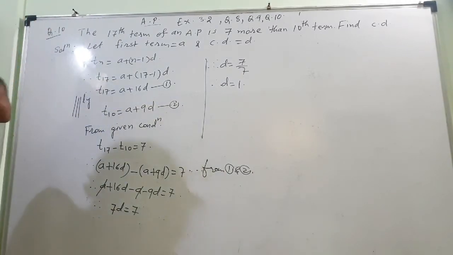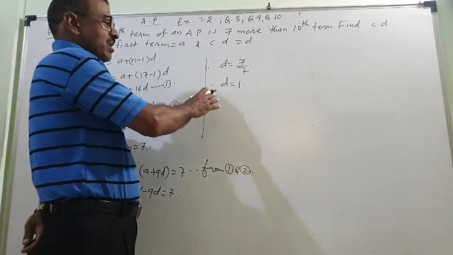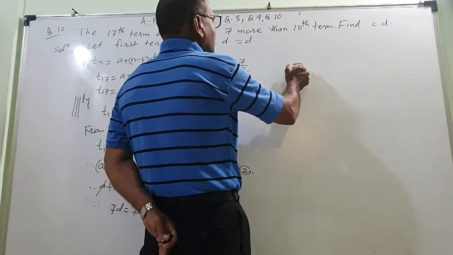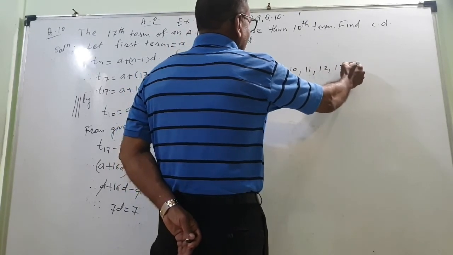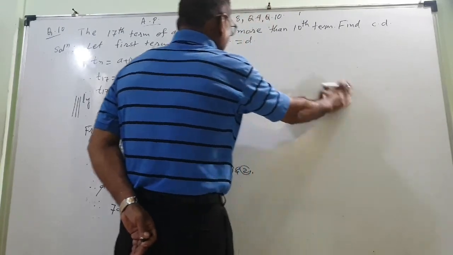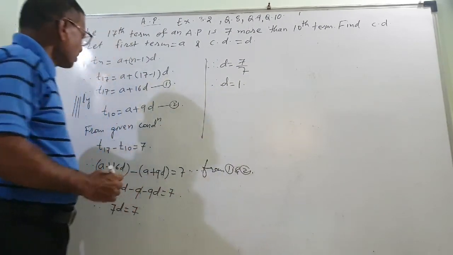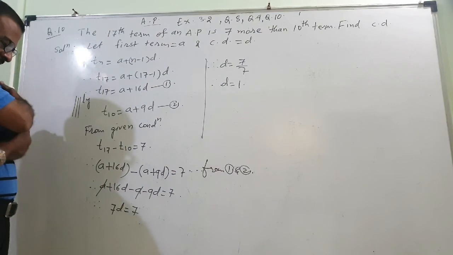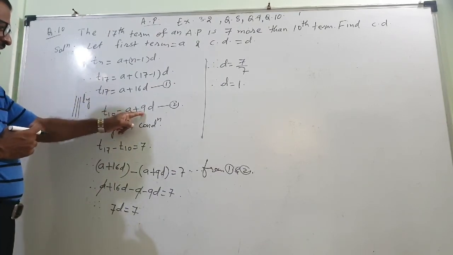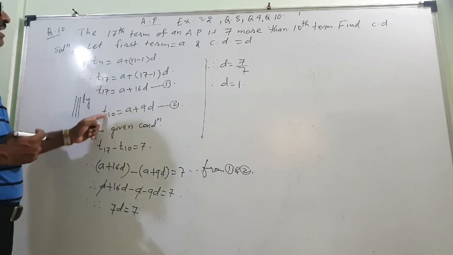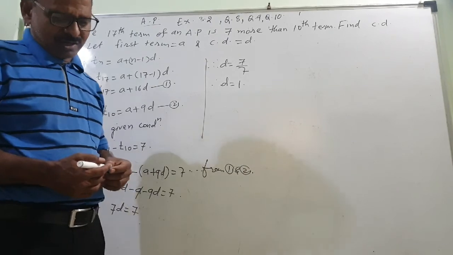So, what is the difference? The difference in the AP is 1. That means the first number is 10, then 11, then 12, then 13 and so on. They have not asked you the first term. But if it is asked, you can use any one of the relations, T9 or T10, but for that no sufficient condition is given. So only the D we have got.